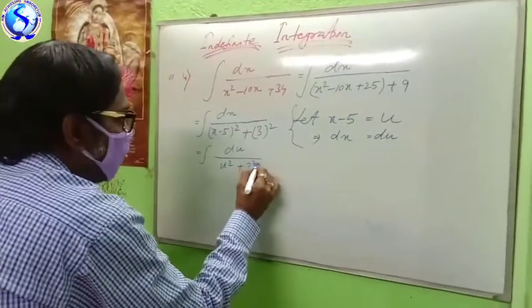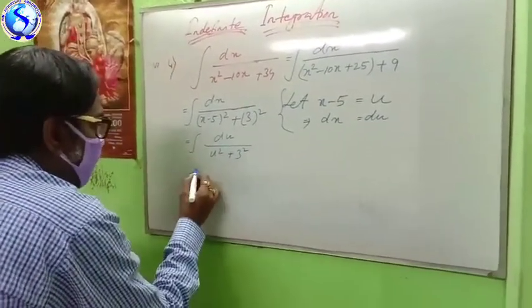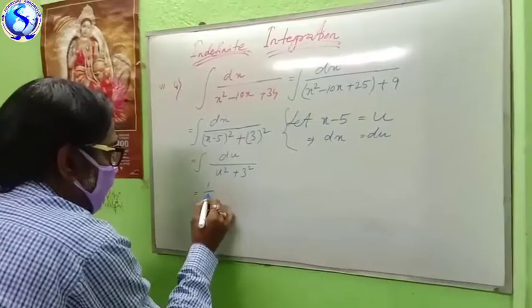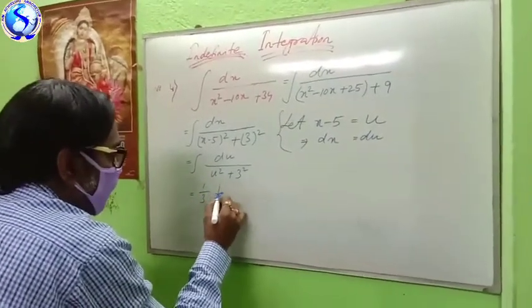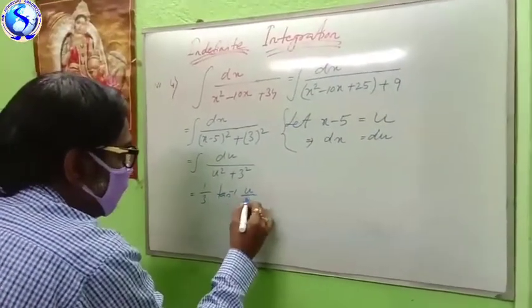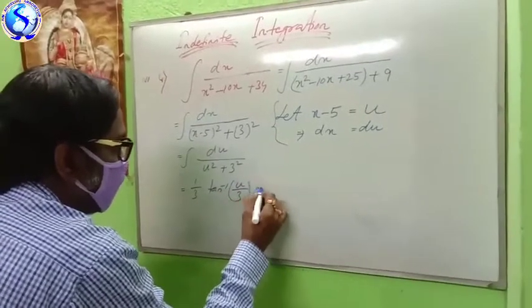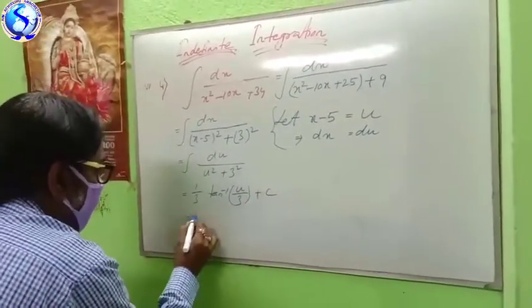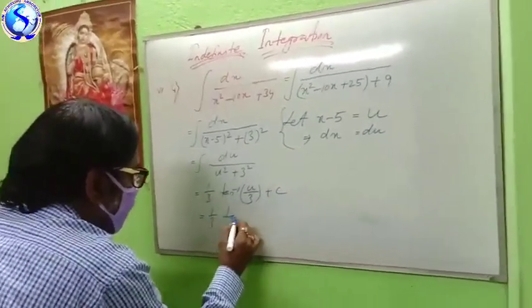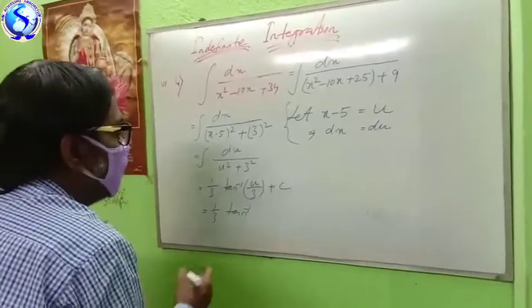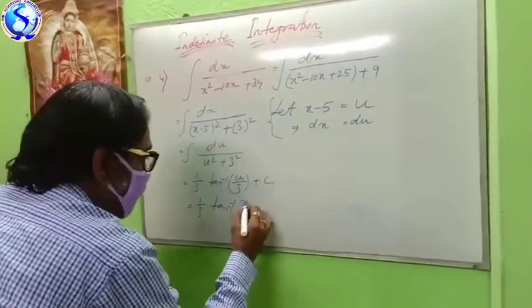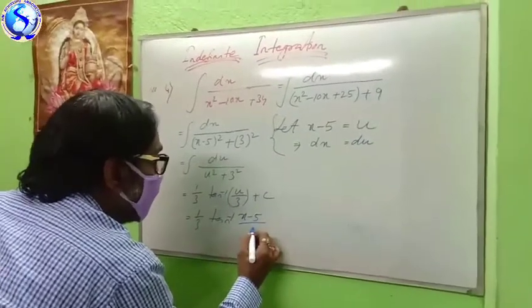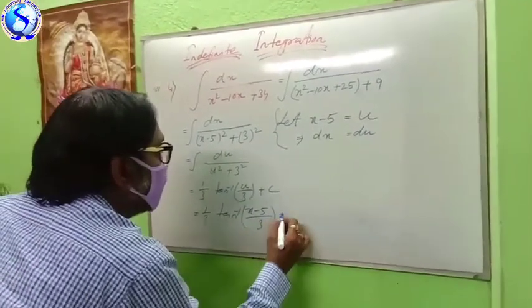This is 3 whole square. Using the formula, you will get 1 by 3 tan inverse u by 3, plus c. Now put the value of u. This is 1 by 3 tan inverse, what is u? x minus 5 by 3, bracket close, plus c.